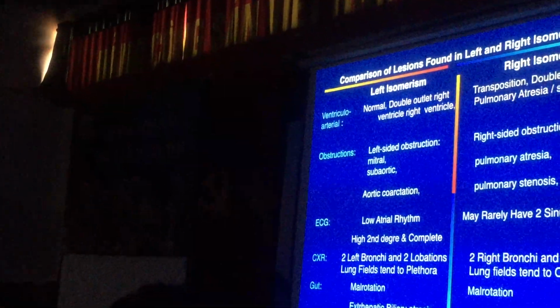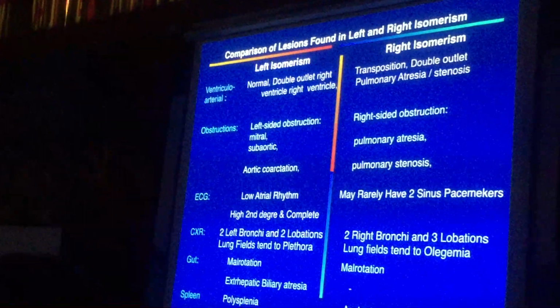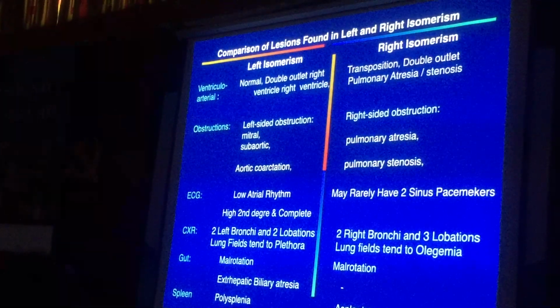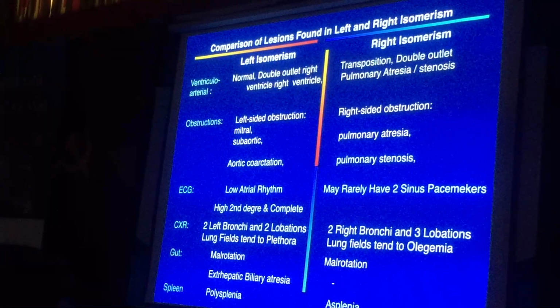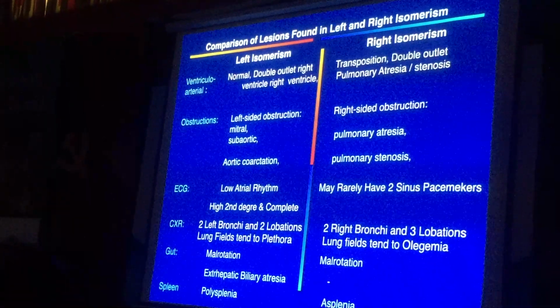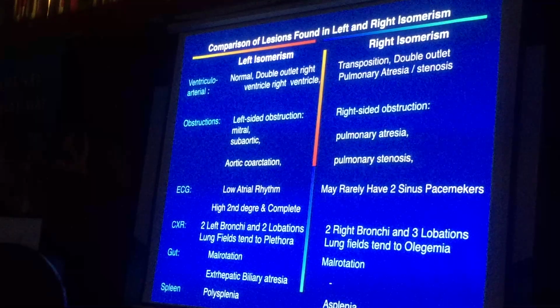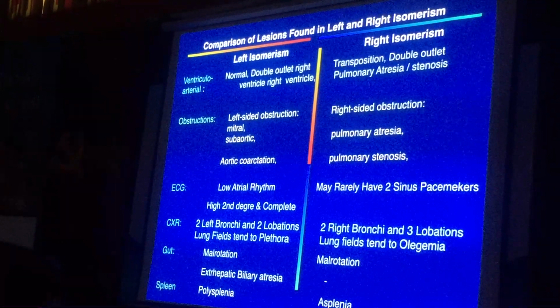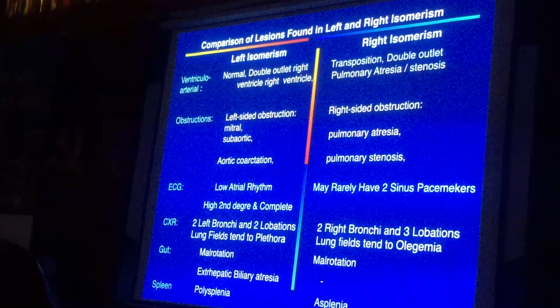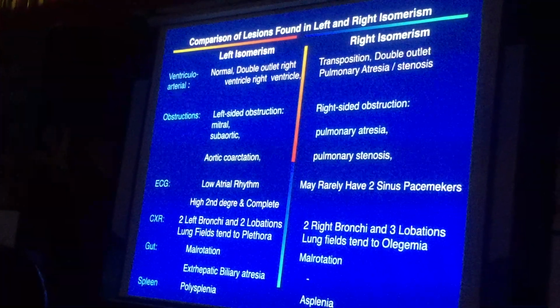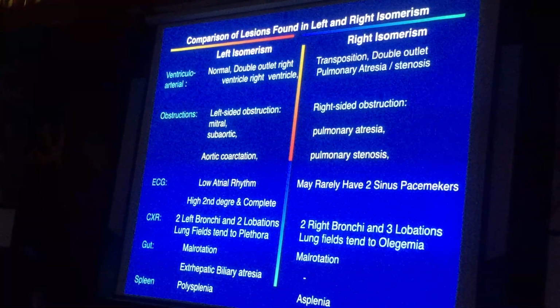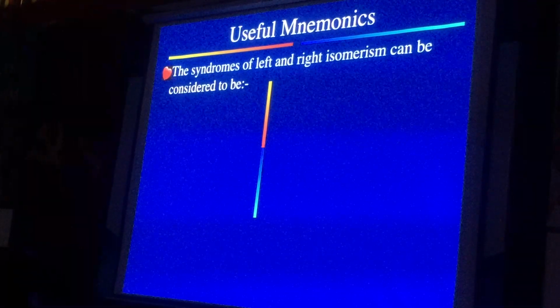one overrides the other. Chest X-ray, you see the 2 left bronchi and the 2 left lobations, and of course with CT scanning as well. And on the right you see 2 right bronchi and 3 lobations. Gut malrotation, extrahepatic biliary atresia and left isomerism. And in asplenia, there's no spleen generally speaking, although that's not always the case.